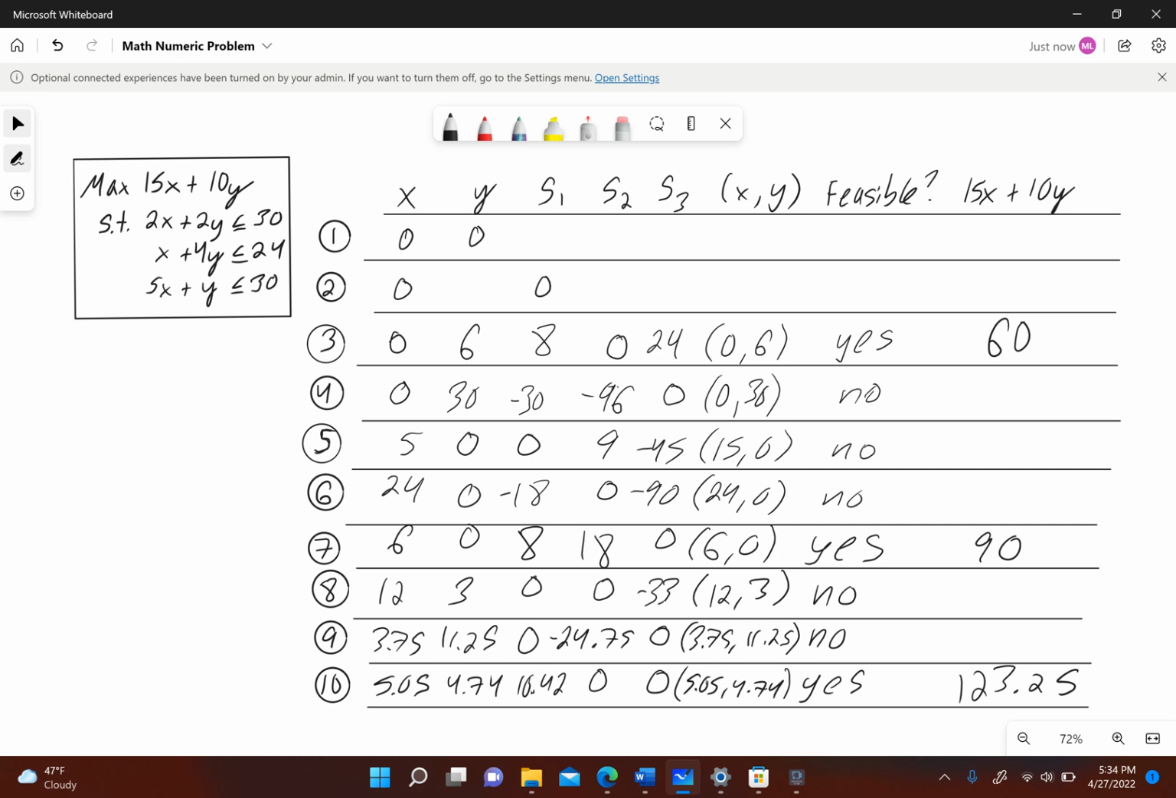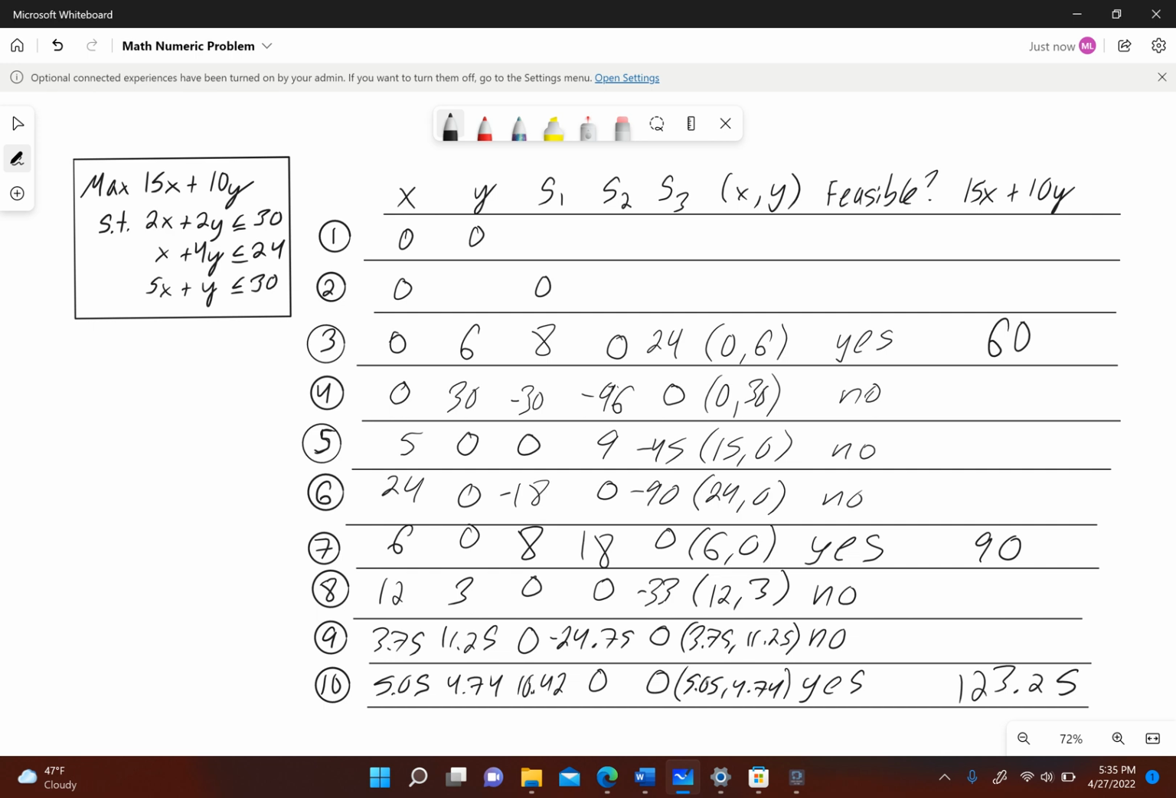Hello everyone, I'm going to walk you through the new problem. The function for max is 15x plus 10y, and our constraints are 2x plus 2y is less than or equal to 30, x plus 4y is less than or equal to 24, and 5x plus y is less than or equal to 30. Don't mind the table right now, we'll be getting into that shortly.